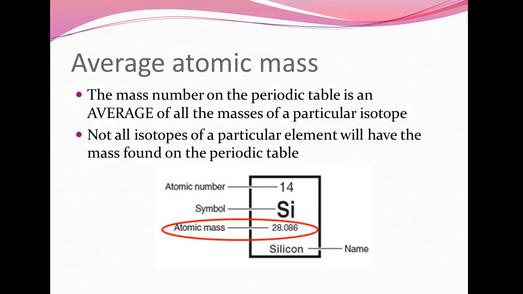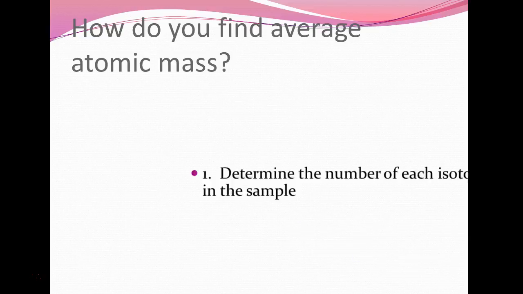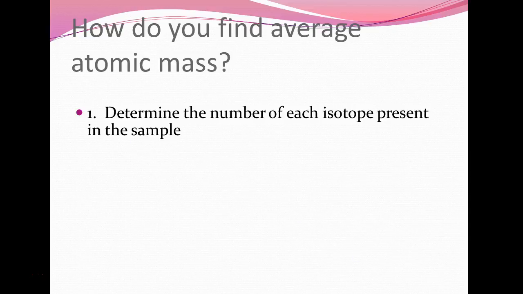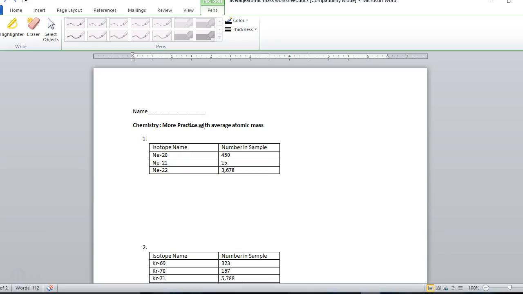So we're going to practice doing this. I'm going to be toggling between this PowerPoint and a practice worksheet. Okay, so how do you find the average atomic mass? For given problems, you're going to determine the number of each isotope present in a sample. So for example, if I scroll over to right here, let's work with a sample of neon.